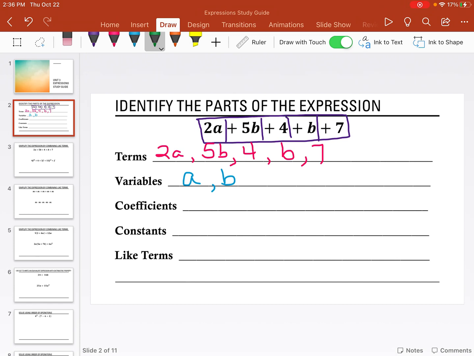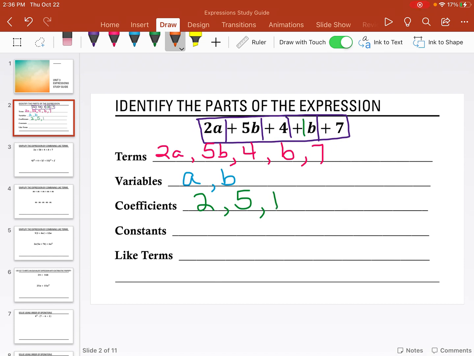Coefficients. Coefficients are your co-pilot. So remember, your variable is your pilot. Every variable has a co-pilot. So every number that was being multiplied by a variable: the 2 from 2a, the 5 from 5b, and then this regular b, remember it's got this invisible 1 here. So 1 is also a coefficient.